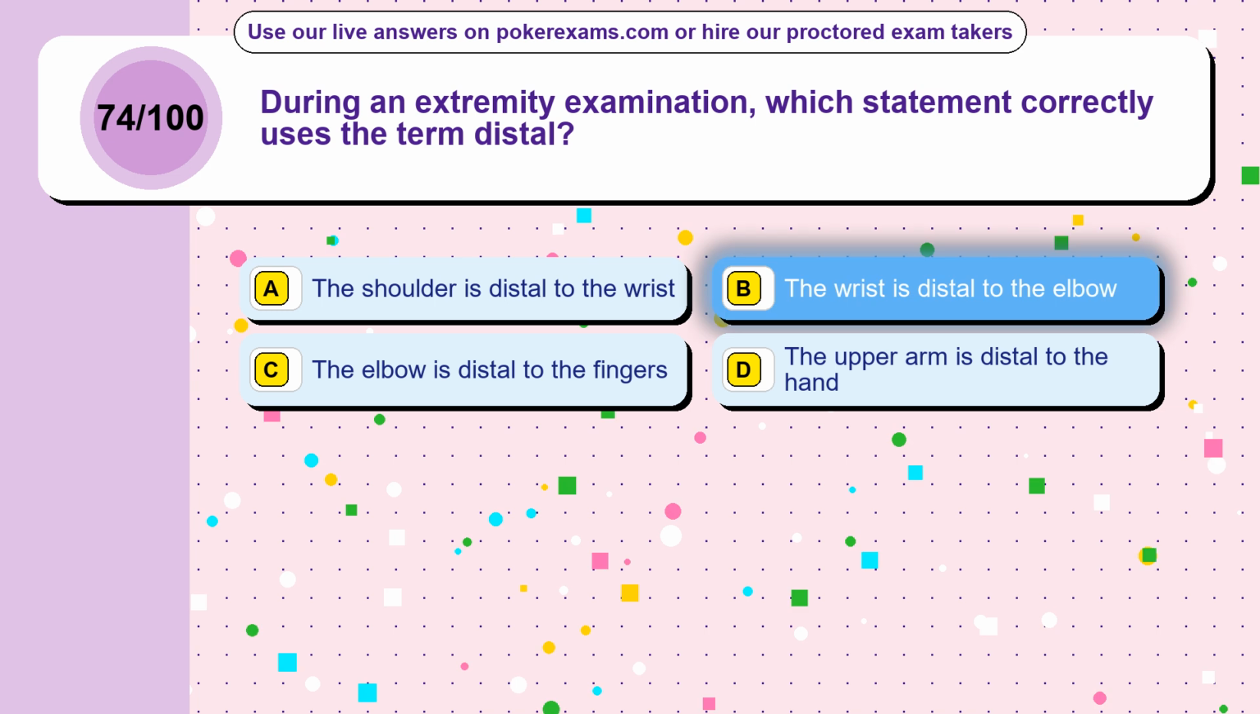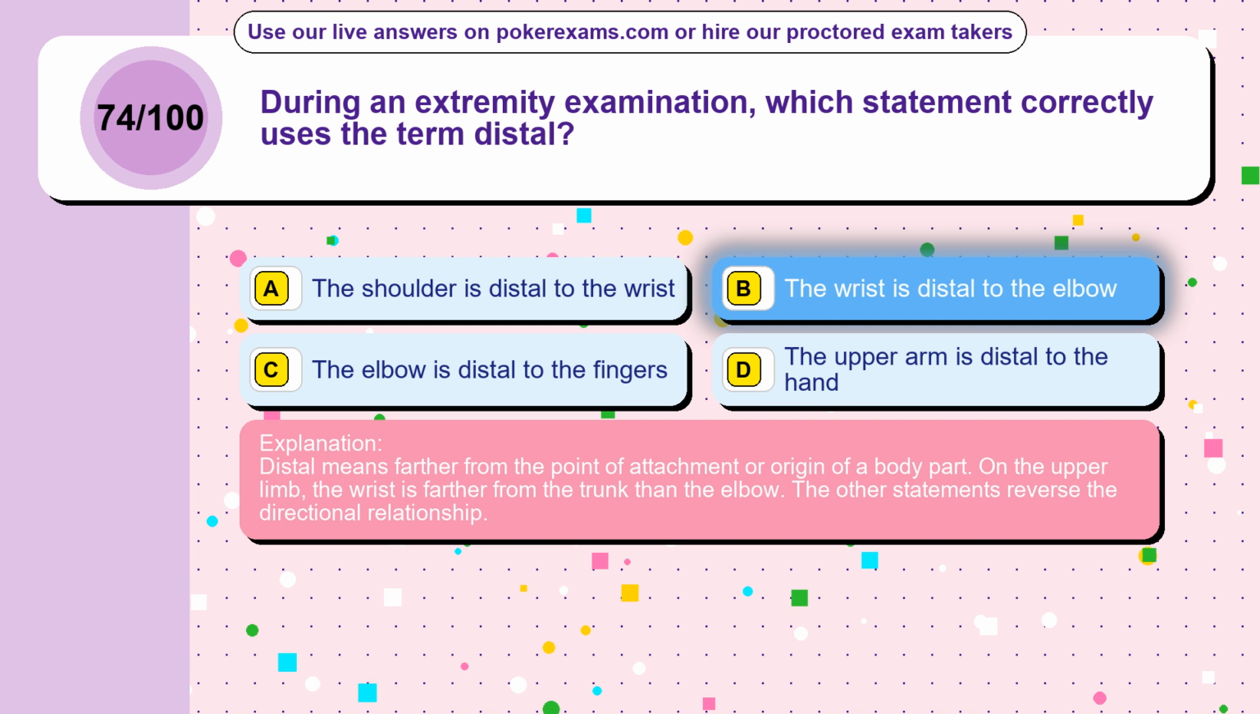The correct answer is option B. The wrist is distal to the elbow. Distal means farther from the point of attachment or origin of a body part. On the upper limb, the wrist is farther from the trunk than the elbow. The other statements reverse the directional relationship.